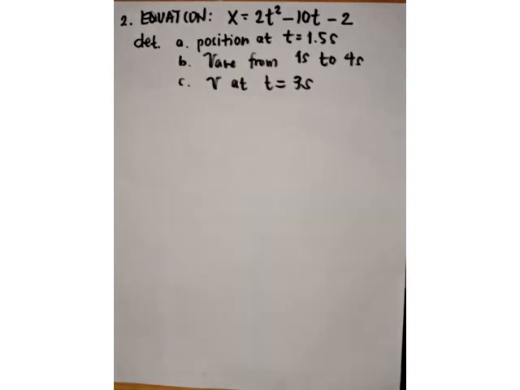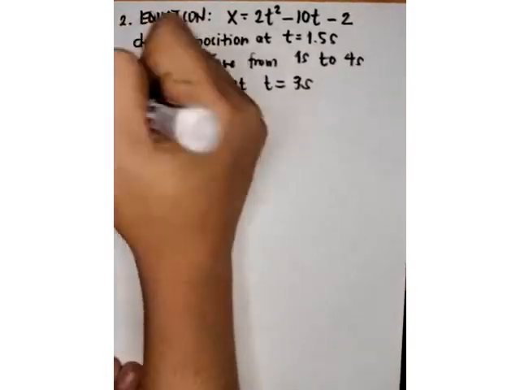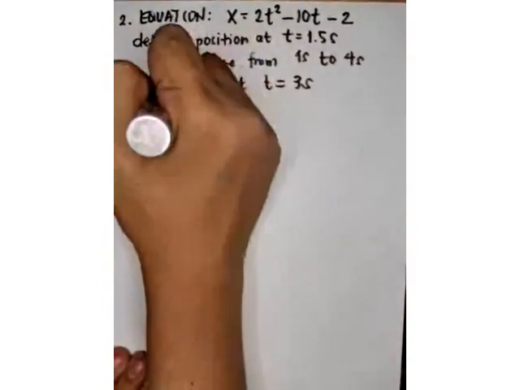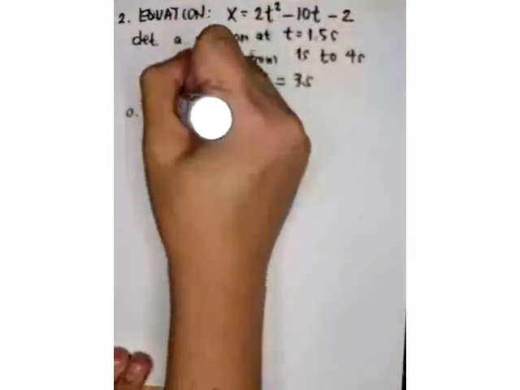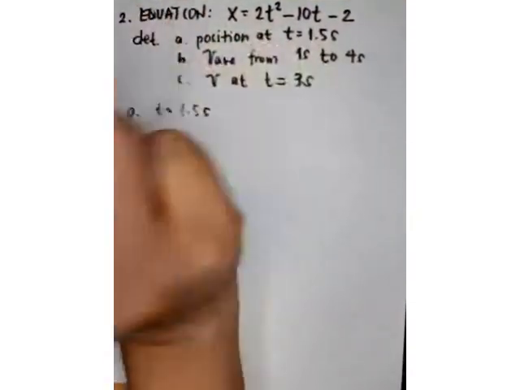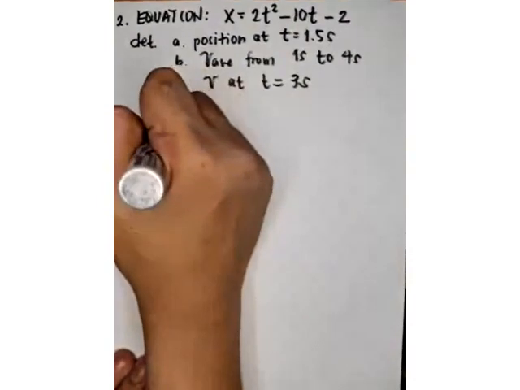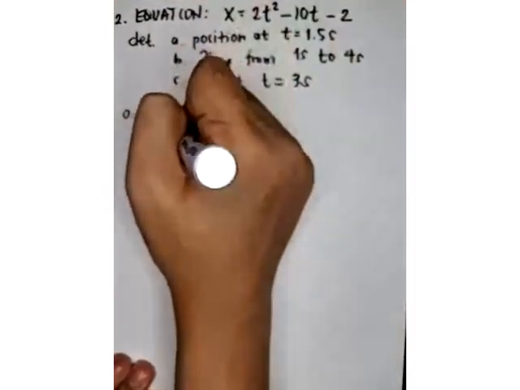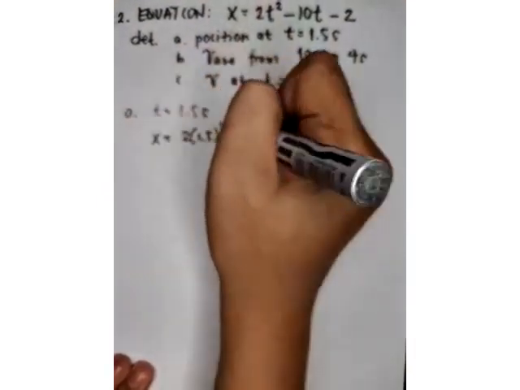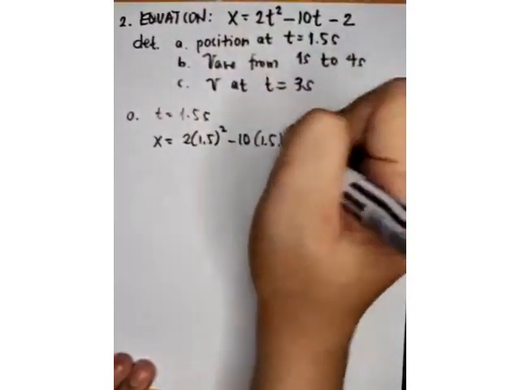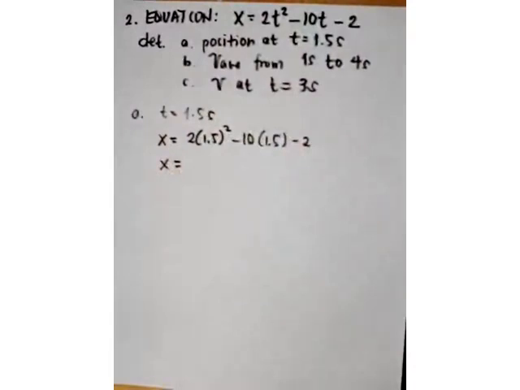Okay. Sa una is position ulit ang tinatanong. So that means isa-substitute lang natin. Okay? Substitute lang natin. When t is equal to 1.5 seconds, what's the value of x? So x is 2 times 1.5 squared minus 10 times 1.5 minus 2. So what's the value of x?